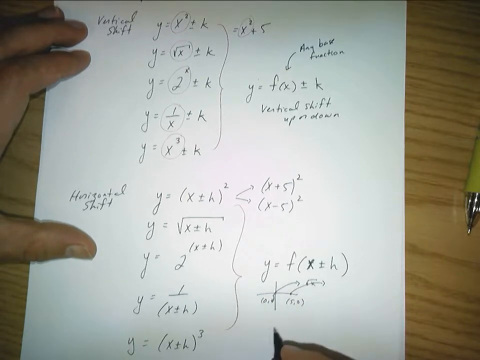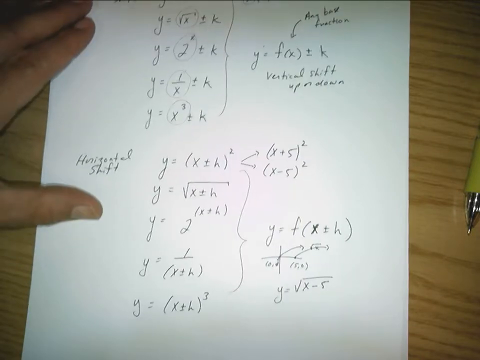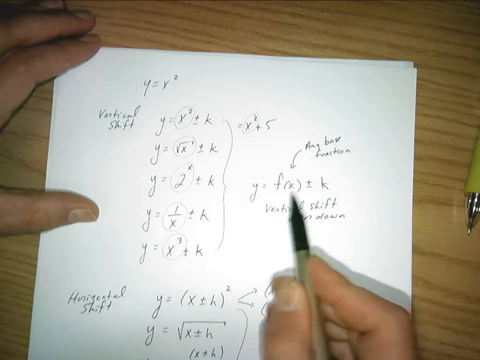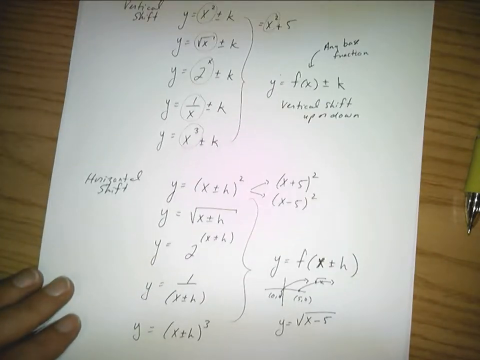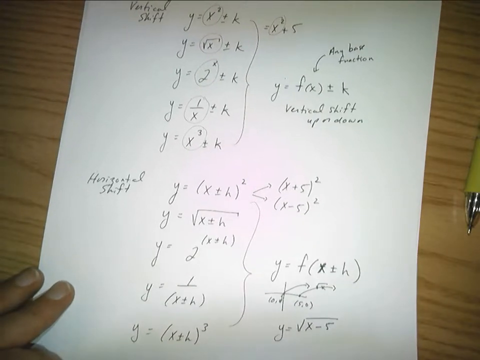Well, that new function's equation would be just like that. Notice it's inside the function, so it's horizontal, okay? And that's negative, which means it's the opposite movement. It's going to be moved to the right. Notice if I'm outside the function, it's going to be vertical. Okay, that's vertical shifts and horizontal shifts.